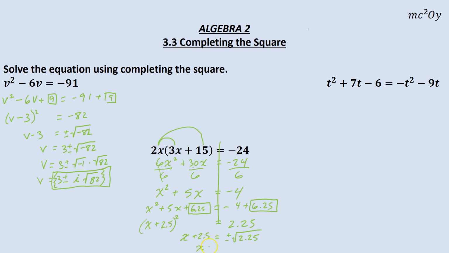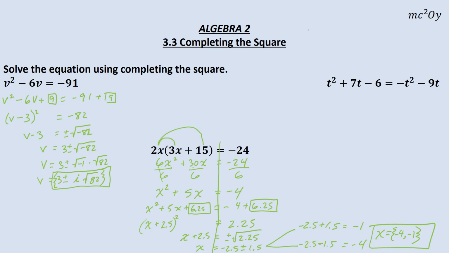So I'll go ahead and now subtract 2.5 from both sides. I'll get negative 2.5 plus or minus the square root of 2.25, which is 1.5. And that means I have an answer of negative 2.5 plus 1.5 and negative 2.5 minus 1.5. Here this is negative 1, and here this is negative 4. So x equals negative 1 or negative 4. There, we've got it. Perfect. Holy moly. All right.